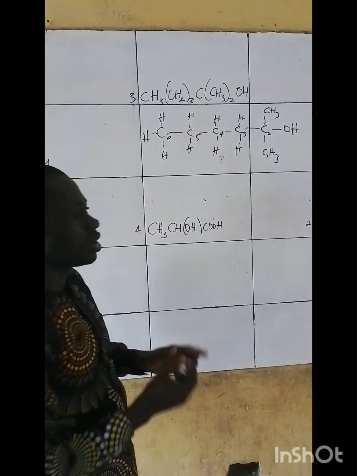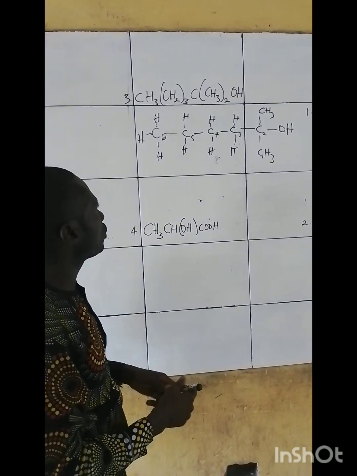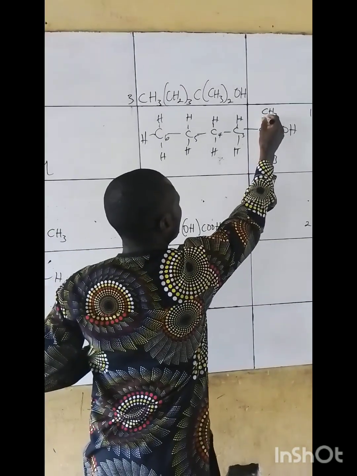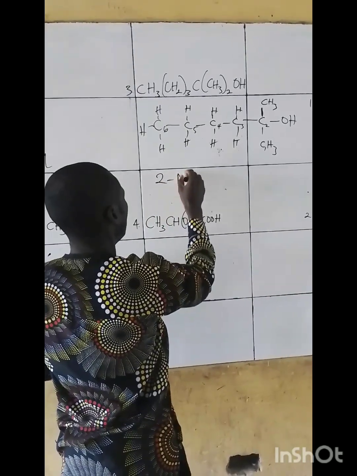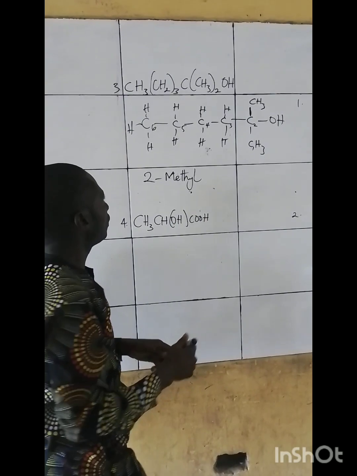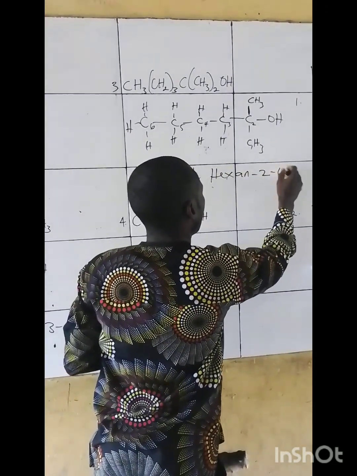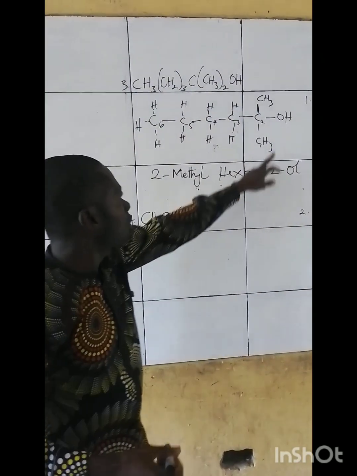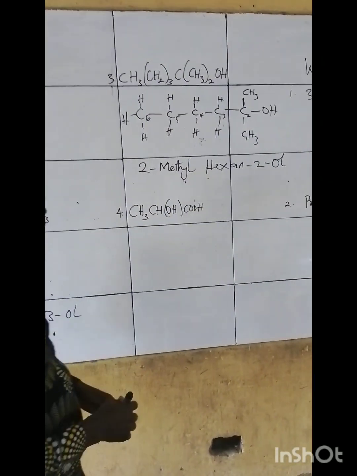So the longest continuous chain is 6. And on carbon 2, there is a hydroxyl group. And on this same carbon 2, there is a methyl attachment. So the name of this compound will be 2-methyl. And the longest chain is what? 6. That will be hexan-2-ol, to show that the hydroxyl group is on carbon 2. Very simple. Alright, let's see this one.